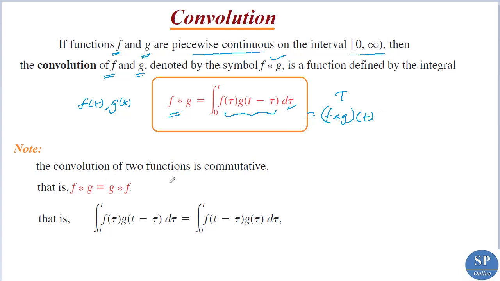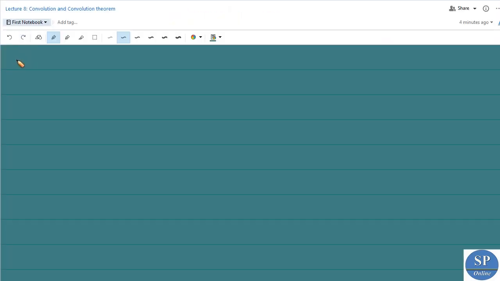Now, the convolution of two functions is commutative. That is, f star g is equal to g star f. That means we can interchange f and g, like here: f star g equal to g star f implies the integral from 0 to t of f of tau g of t minus tau d tau equals the integral from 0 to t of f of t minus tau g of tau d tau. We can interchange f and g in this convolution integral. Now we can discuss an example.